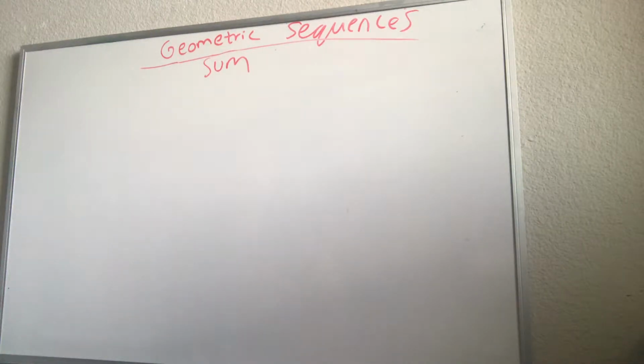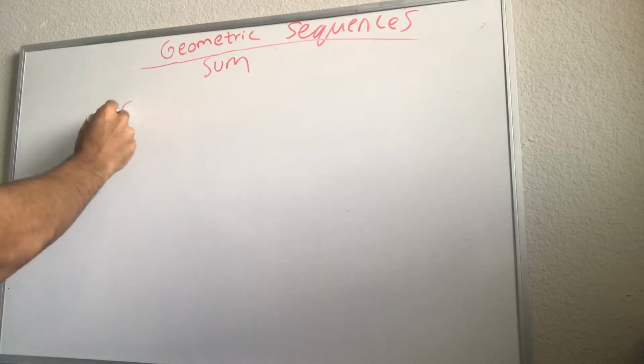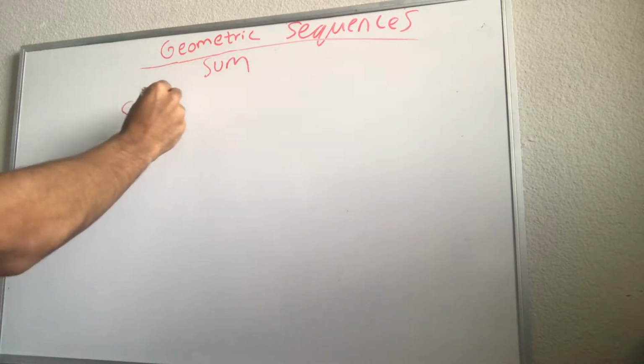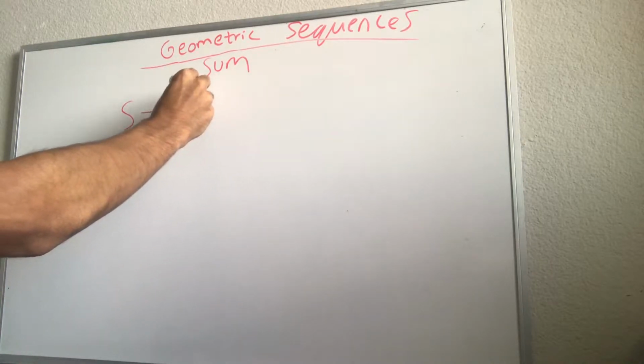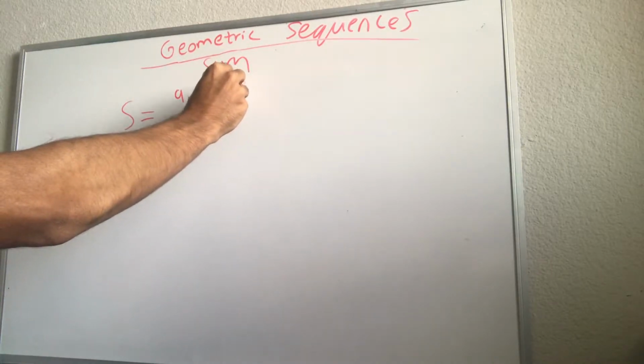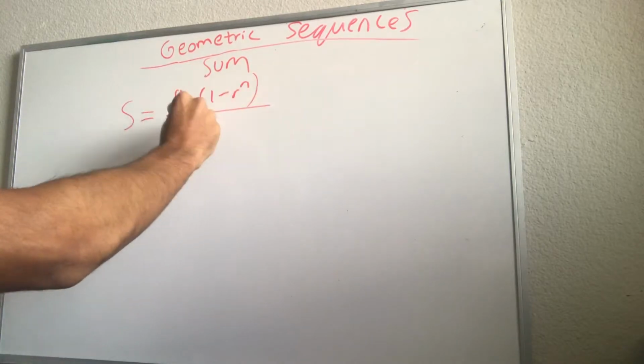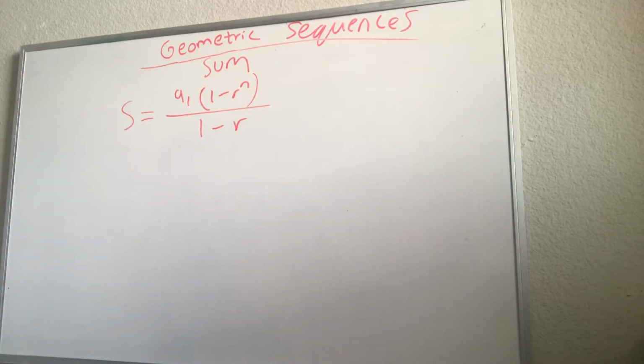So here we have geometric sequences and really finding the summation. Like we had for the arithmetic sequence, this is finding the summation for a geometric sequence. For this one, there's one main formula that you want to know. It states that to find the sum, S equals a1 times (1 minus r to the power of n) divided by (1 minus r). This is the formula you use to find the sum for a geometric sequence.